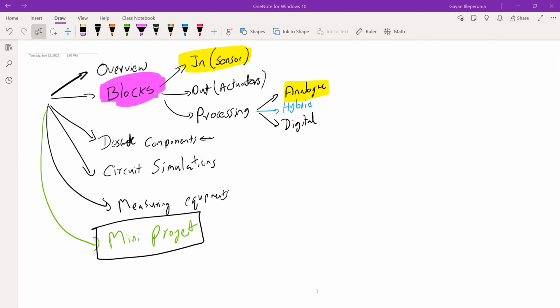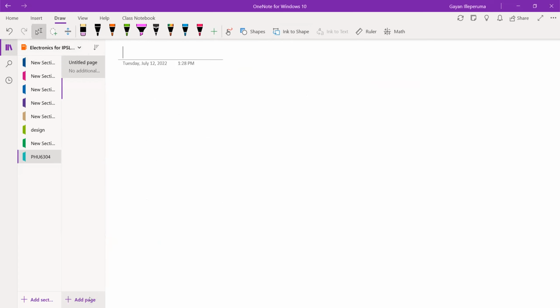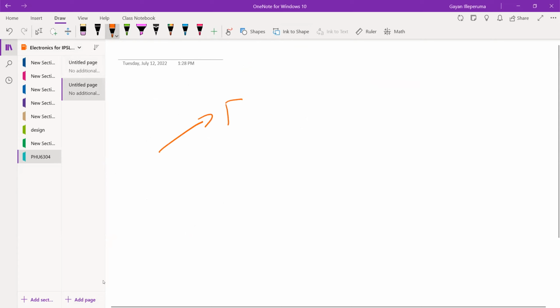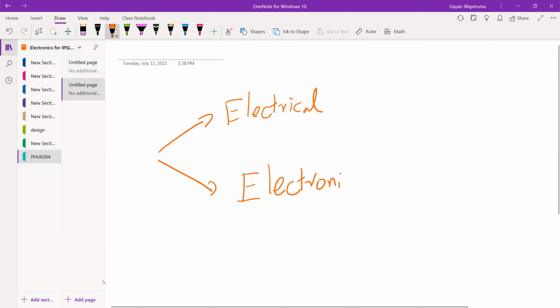Now I will start with a question that I had asked you when you were at level 4. Let's see how many of you remember it. What is the difference between an electrical device and an electronic device?